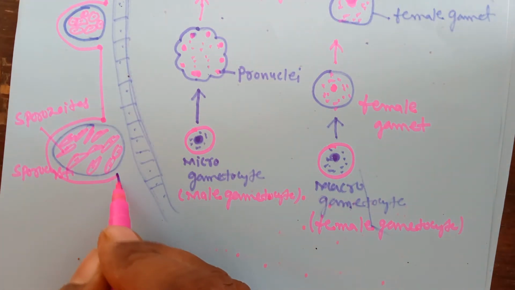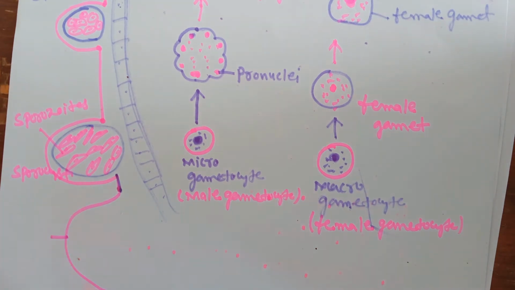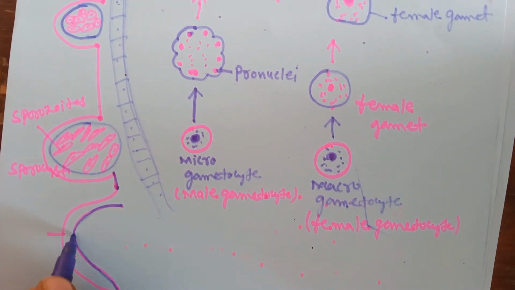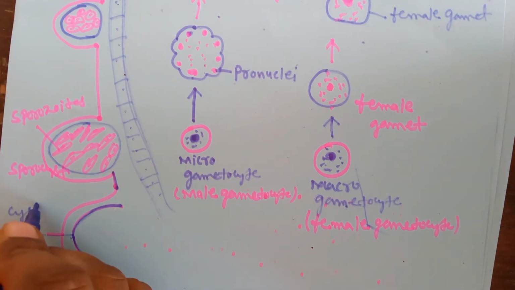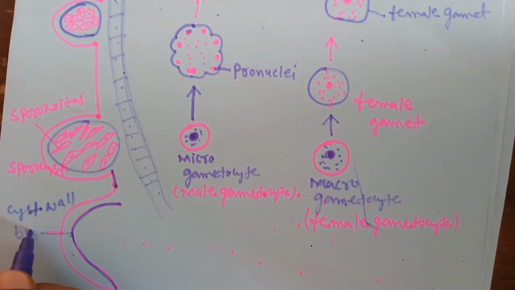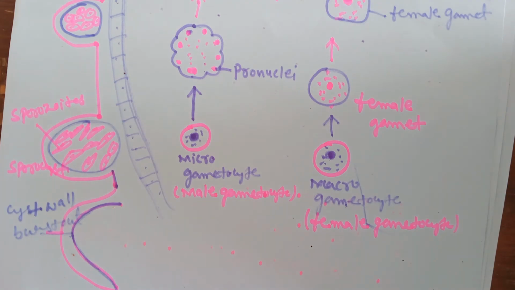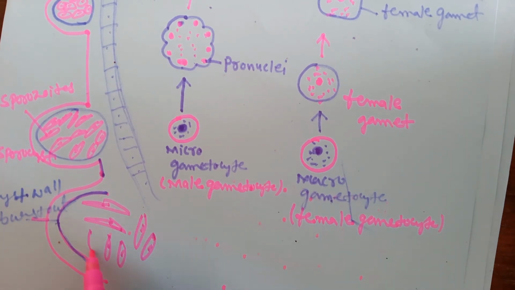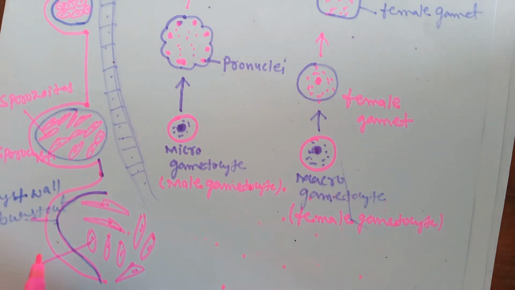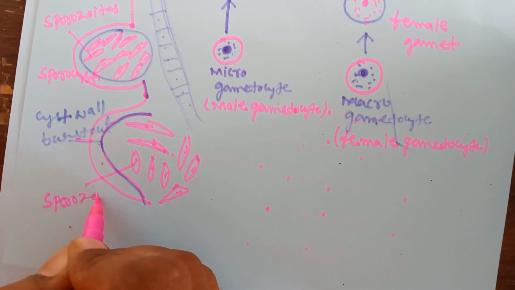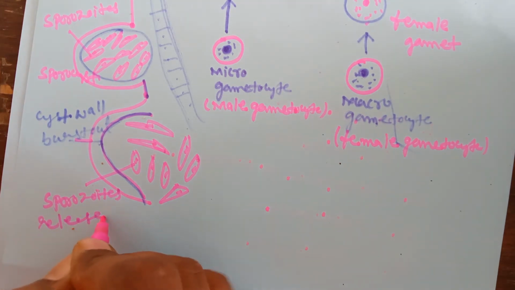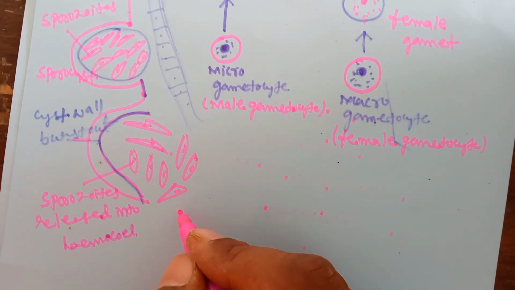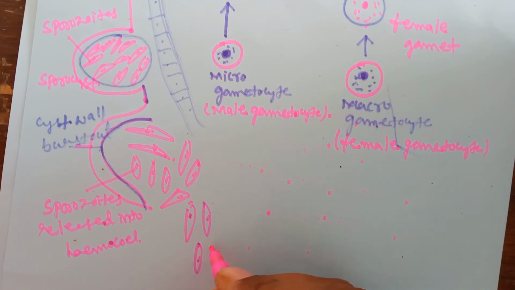Later the cyst wall bursts out. Many sporozoites, sickle shaped structures, are there. So many sporozoites are released into the mosquito's blood material, the hemocyte. Later, these sporozoites are liberated into the salivary glands of the mosquito.